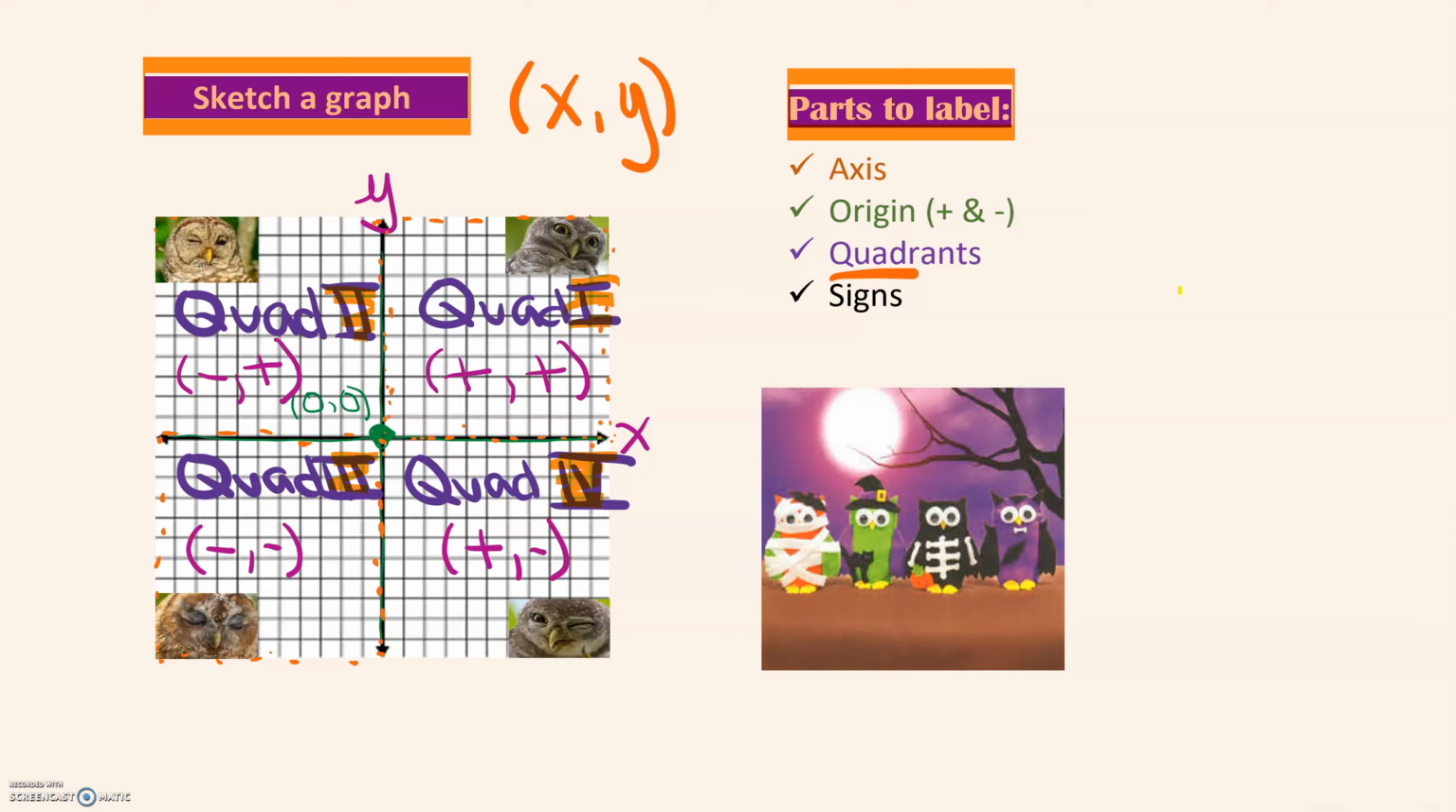So we just give them some kudos and go ahead and call them the Roman numerals for the quadrants. If you have ever been to my classroom, you know that I have a slight obsession with owls. Okay, slight is an understatement. I have a big obsession with owls.